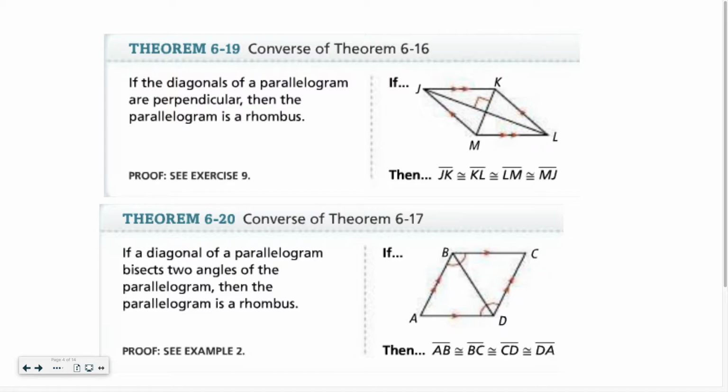Then theorem 620 is the converse of theorem 617 from yesterday. If a diagonal of a parallelogram bisects two angles of the parallelogram, then the parallelogram is a rhombus. You can see that angle B was bisected here, and so was angle D. And when that happens, that's another sign that you have a rhombus.